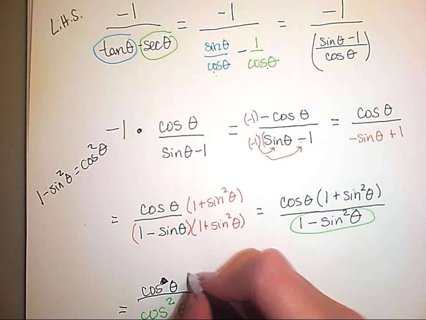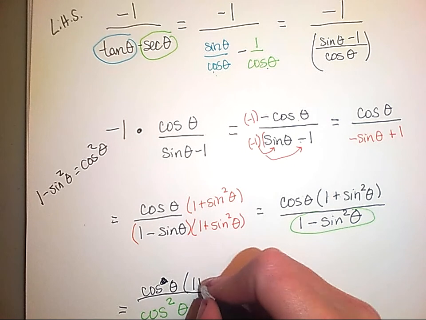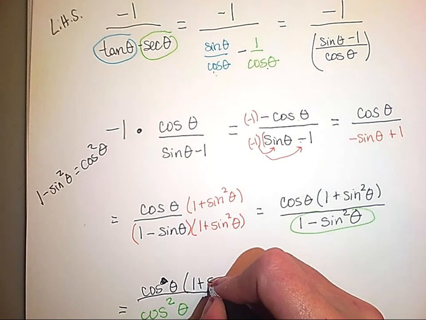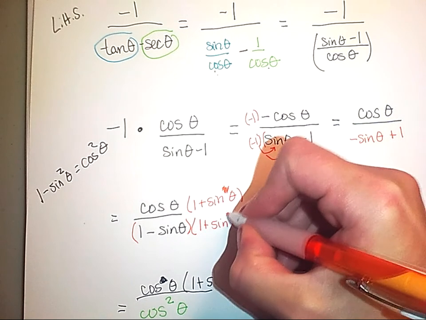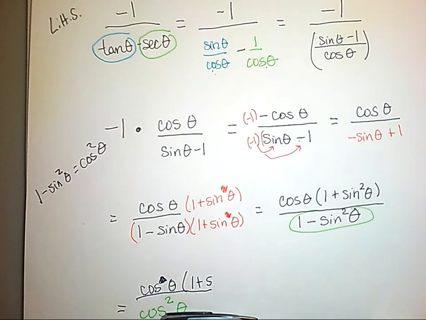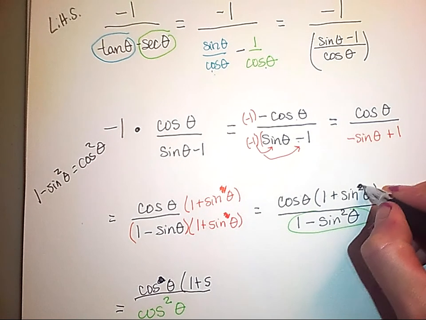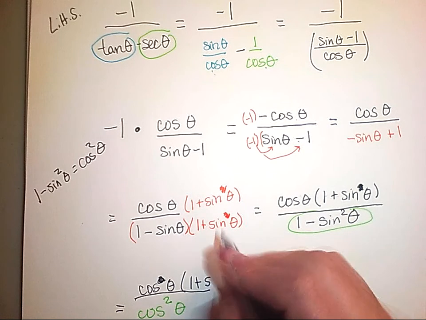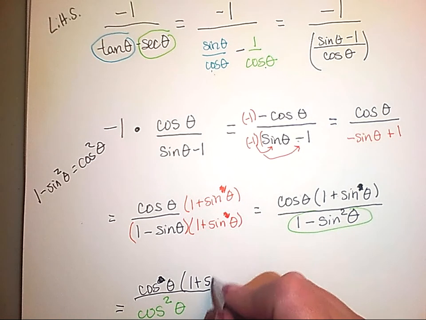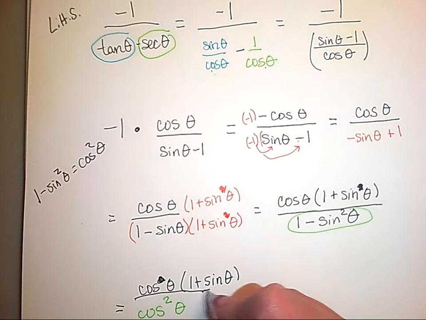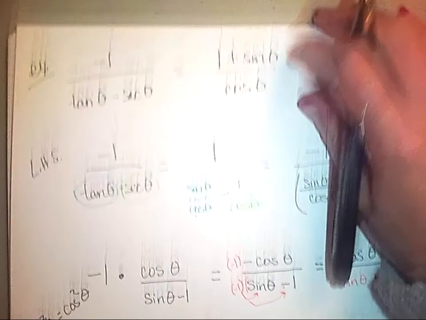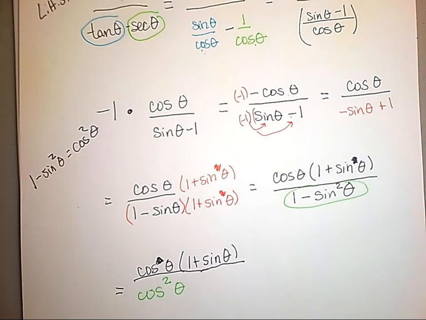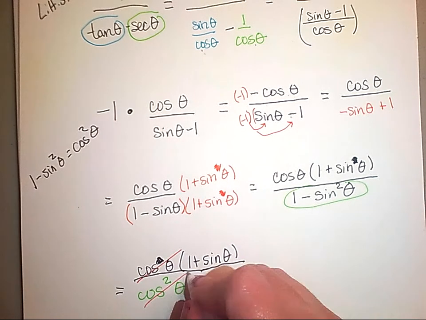No, I'm sorry, cosine of theta times 1 plus, I'm sorry, these shouldn't be sine squares, should they? 1 plus sine, sorry. So this is 1 plus sine. Sorry about that, you guys. We want to multiply by this conjugate. Okay. All right. Phew. So that's looking a lot more like what we want up here, this 1 plus sine theta. Okay. Now we're there, just 2 steps away.